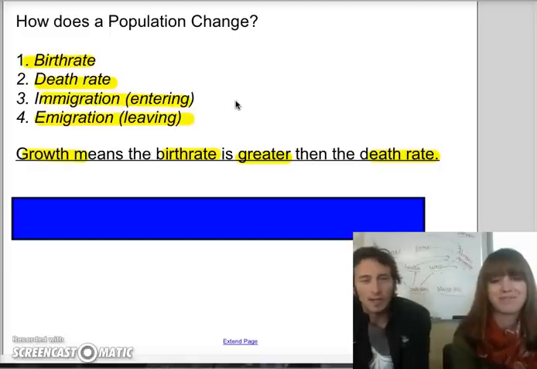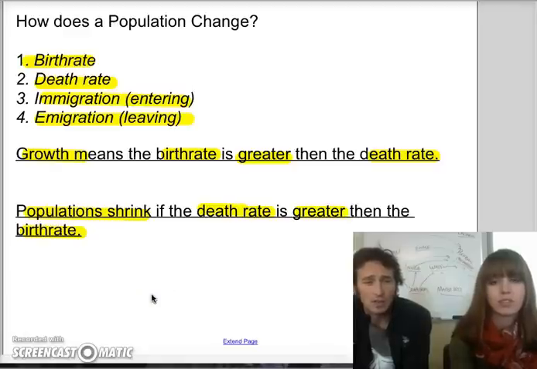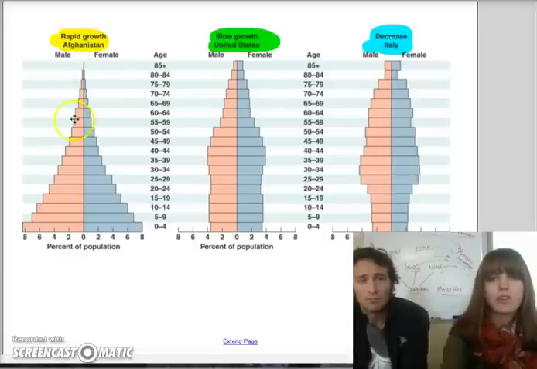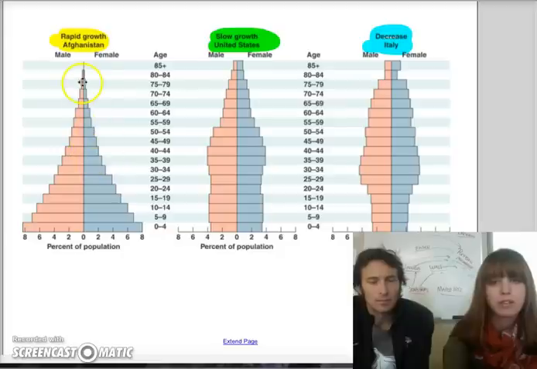Okay. Growth rate. Growth means the birth rate is greater than the death rate. And populations shrink if the death rate is greater than the birth rate. So taking a look at a couple of different age structure diagrams, we can see what the birth rate and death rate is like just by looking at the shape. And so we have three different countries here: Afghanistan, United States, and Italy, and they all have very different population growth patterns. So Afghanistan, we see the majority of the population is very young. So there's a very high birth rate, low death rate.